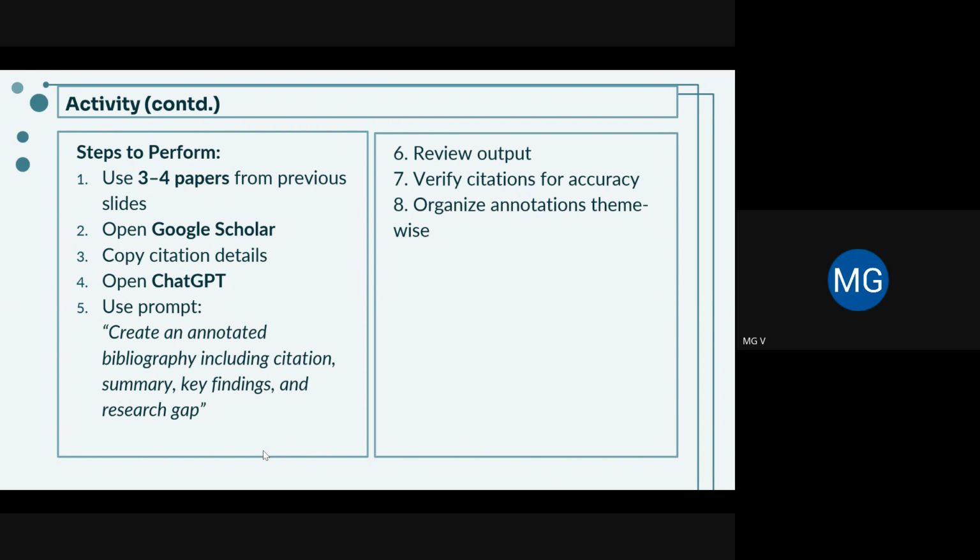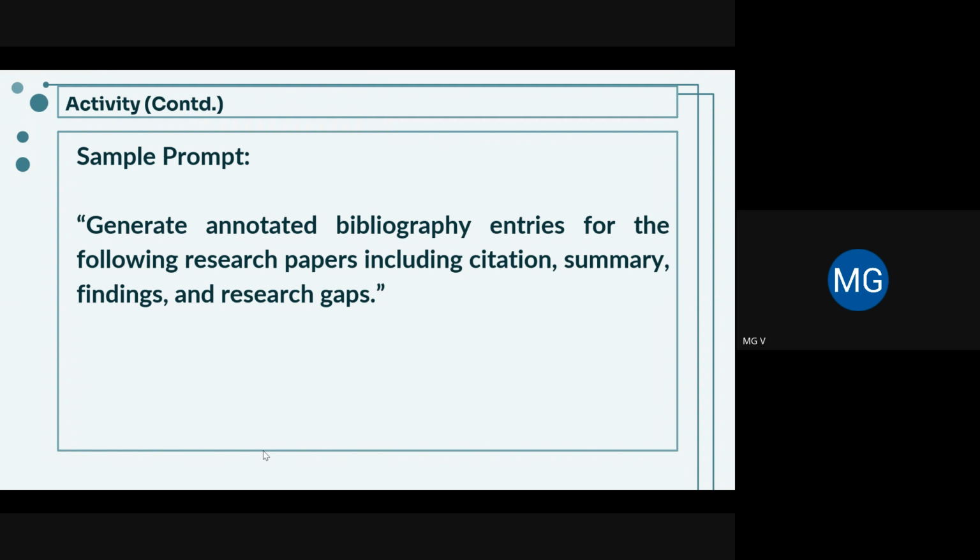Create an annotated bibliography including citations, summary, key findings, and research gap. Please focus on each word or the group of words. Bibliography, what you want in bibliography? Annotated bibliography. Citations, summary, key findings, and research gaps. Then you review the output and verify the citations for accuracy and organize annotations theme-wise. Right? We need to organize theme-wise.